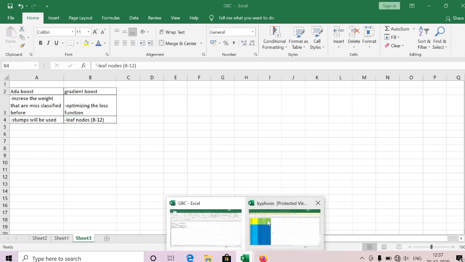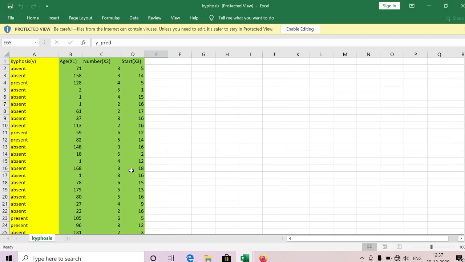Okay, let us go for one example here. I'm taking one example data set. I will try to train and also predict on this data set using the gradient boost algorithm. Here I have the kyphosis column, y, and three columns x1, x2, x3. Three independent variables, one dependent variable. These three columns are x, and this is my y.